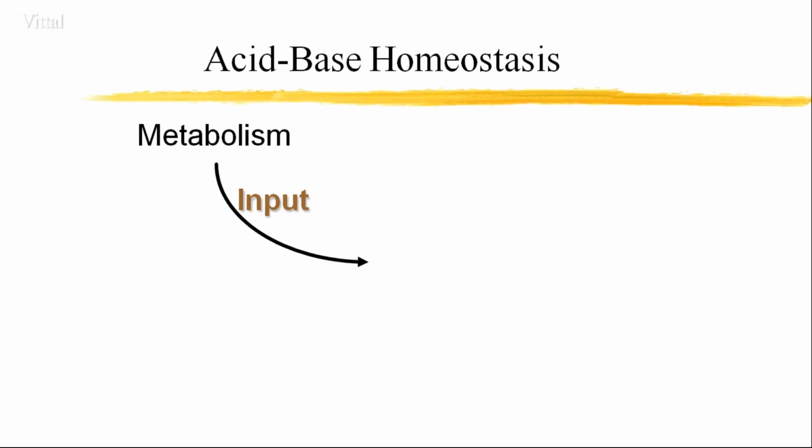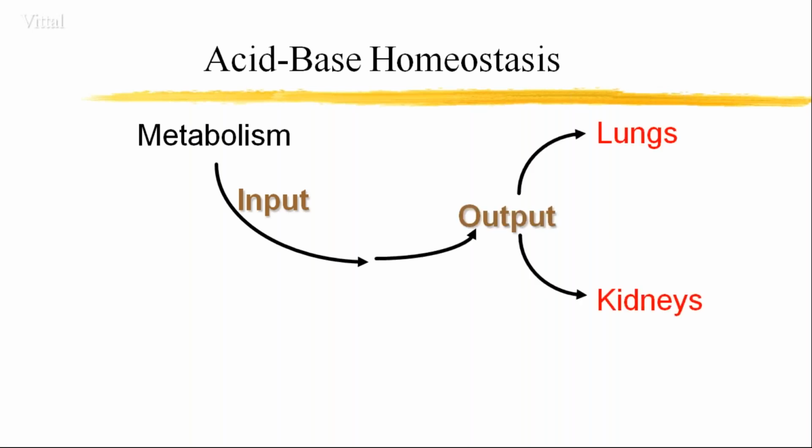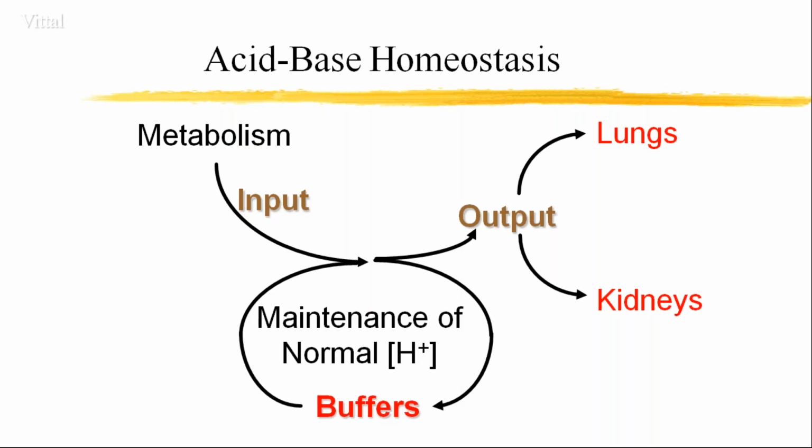How is this acidosis? One is metabolism producing these substances. Output is through the lungs and kidneys. We have two organs to balance, the excretion side. And the maintenance part is looked after by the body buffer systems. These are the basic three tripod of acid-base balance.